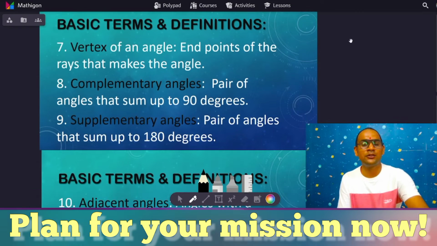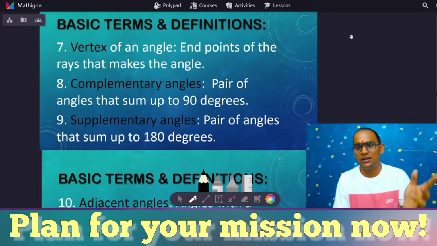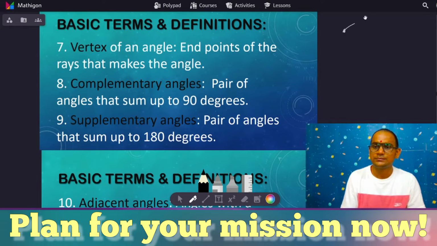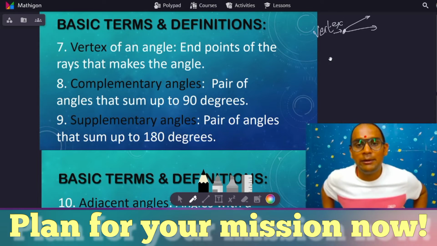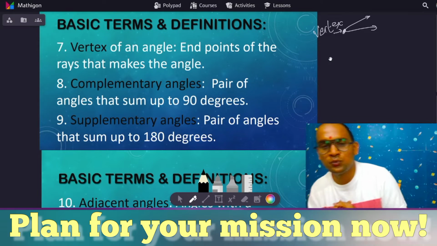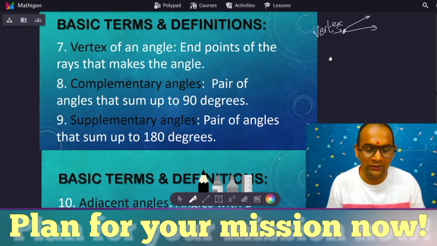Now, what is the vertex of an angle? That point where the two rays originate from to make the angle. So this point is called the vertex. Yes, very good. Now we have something called complementary angles. Complementary angles are a pair of angles which, when you add them, add up to 90 degrees. So they are called complementary angles.